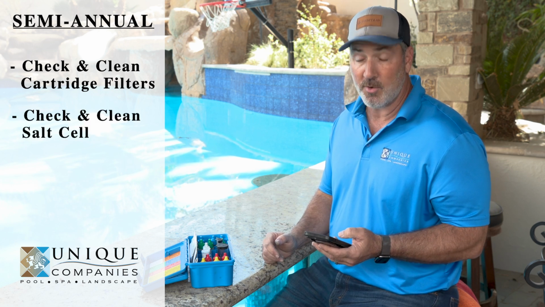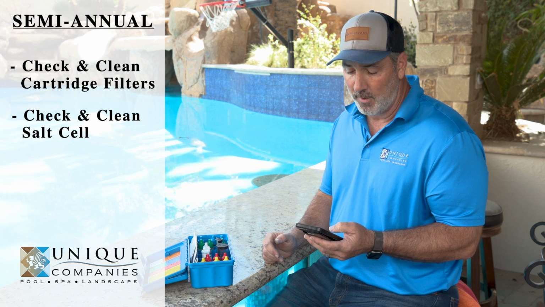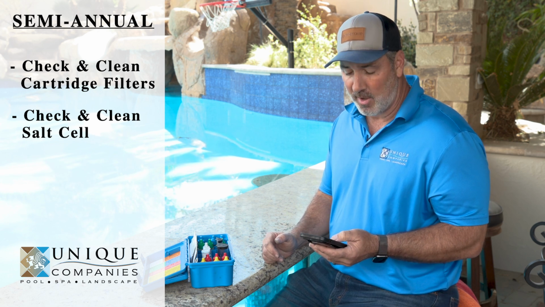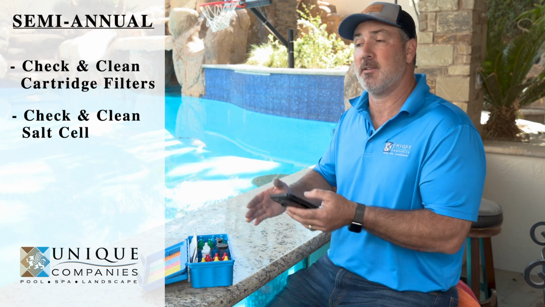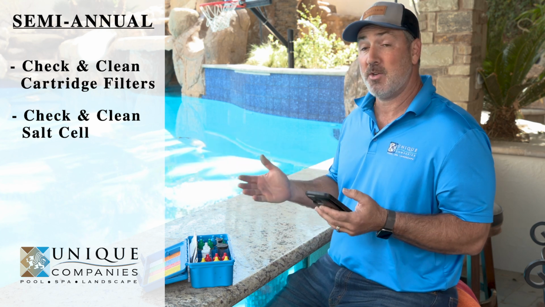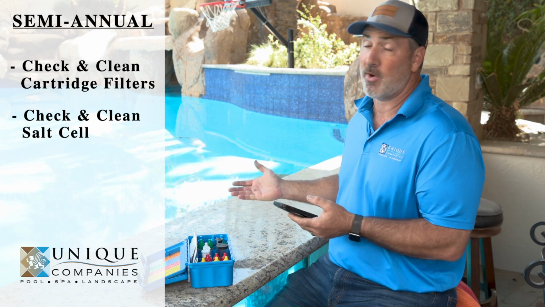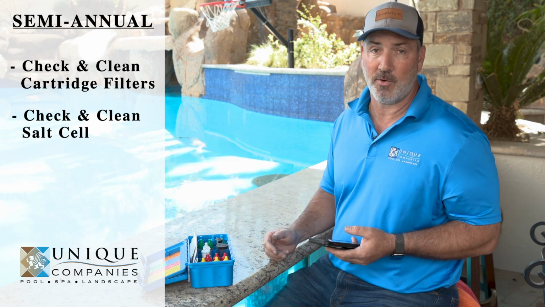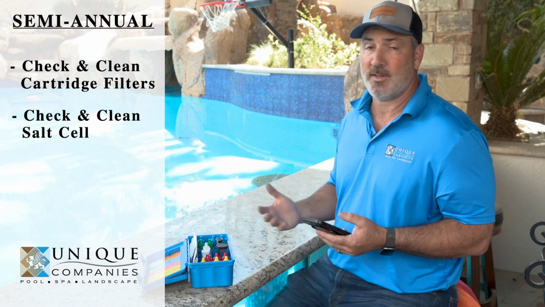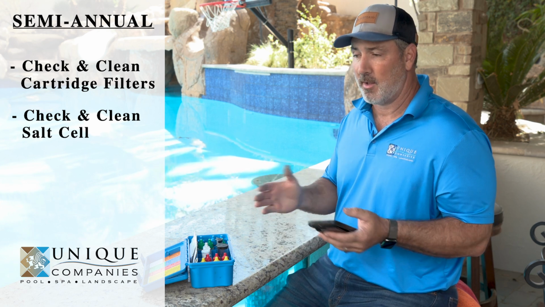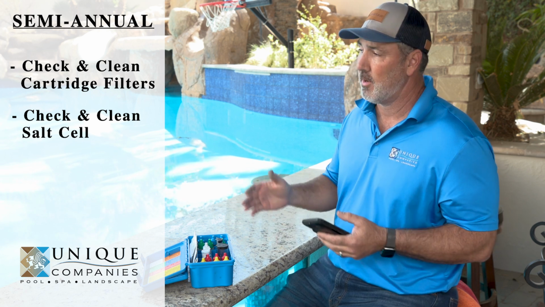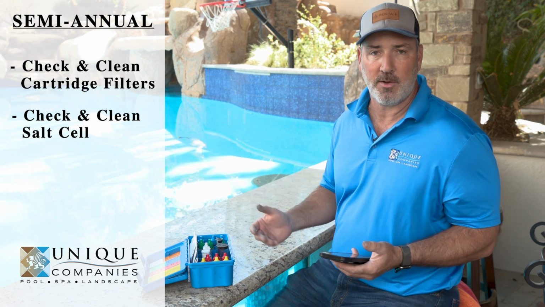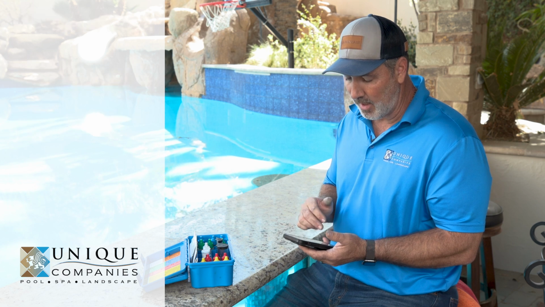You want to check and clean your salt cell if you do have a salt pool. Every 90 days is possible with high use. So in the summertime, it could be every 60 to 90 days. In the wintertime right now, did you know that your salt pool doesn't even turn on when it's under 55 degrees water temperature? It's not effective, so it's got a cell protection setting where it does not turn on. So in the wintertime, you might not have to clean your salt cell as much.